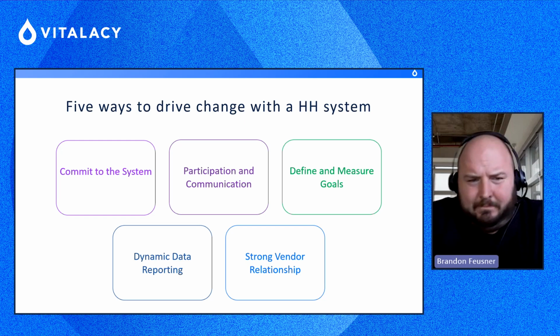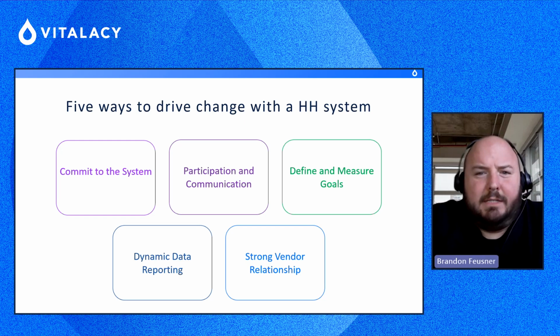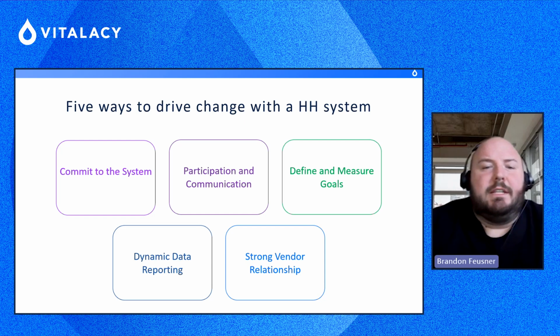Another important way to drive change with a hand hygiene system is to define and measure your goals. Setting clear and achievable goals is essential for tracking progress and maintaining focus. With the electronic system, establish specific, measurable, and attainable objectives for hand hygiene compliance rates, reduction in infection, and other relevant metrics. Use the system's data analytics capabilities to monitor these goals over time, which enables you to identify trends, make informed decisions, and adjust strategies as needed. One of the key aspects of this is celebrating milestones to motivate staff and reinforce the importance of continuous improvement.